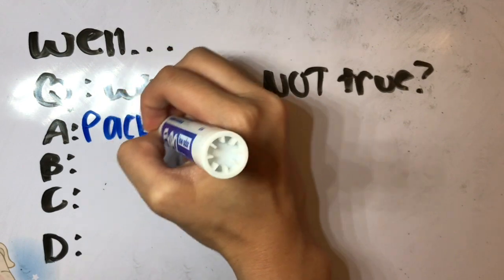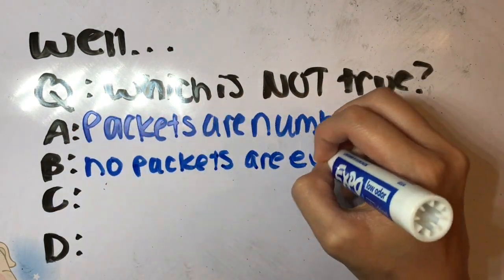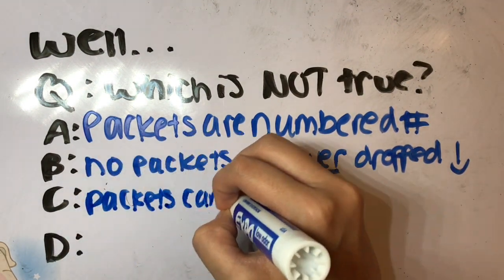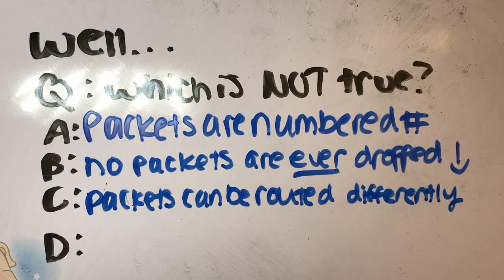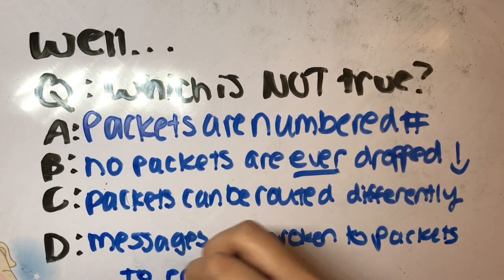A. Packets are numbered so the message can be reassembled at its destination. B. TCP guarantees that no packets are ever dropped. C. Packets can be routed on different paths from sender to receiver. Or D. Messages are broken into packets to improve reliability of the internet.